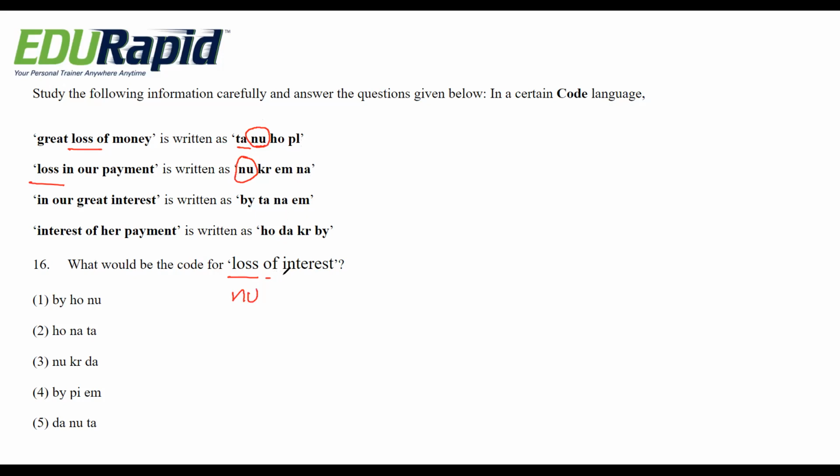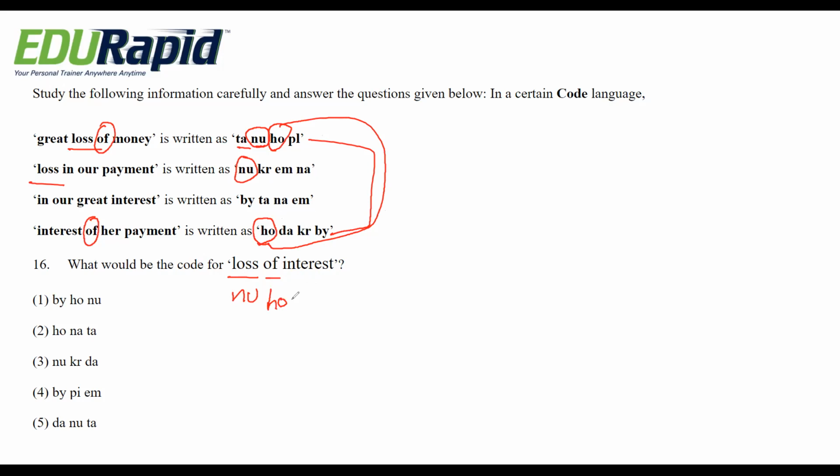Okay, now let me check with off. In the first one, off is present. In the second sentence, it is not present. Third sentence also not present. In the fourth sentence, off is present. Let me check the first and the fourth one for common terms. TA is not present in the fourth one. NU is also not present. HO, yes, HO is present. In the first and last one, HO is common. In the last one, PL is not present. So for off, we can conclude that HO is the code language.